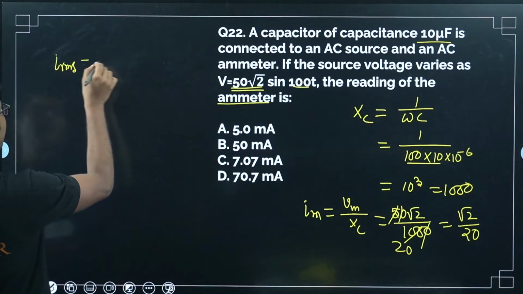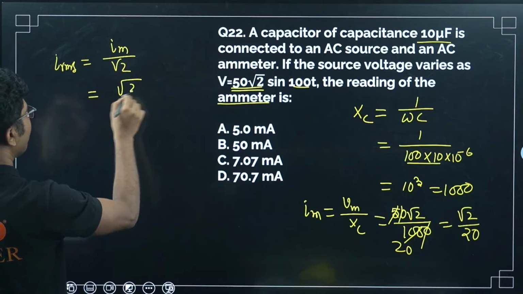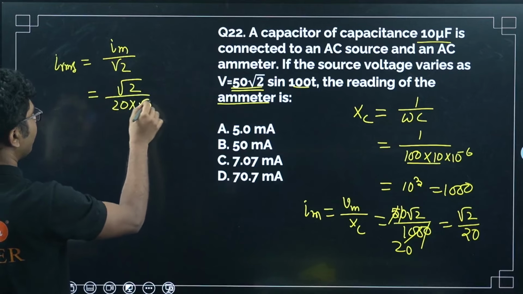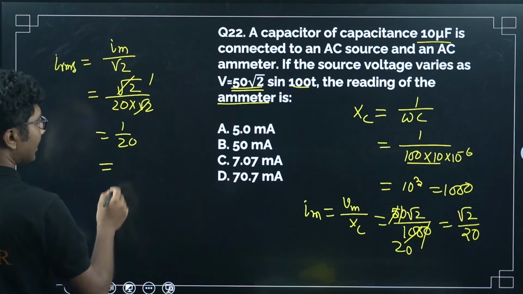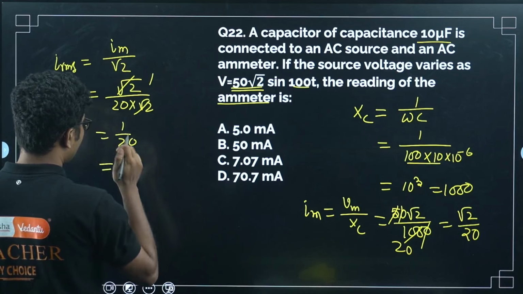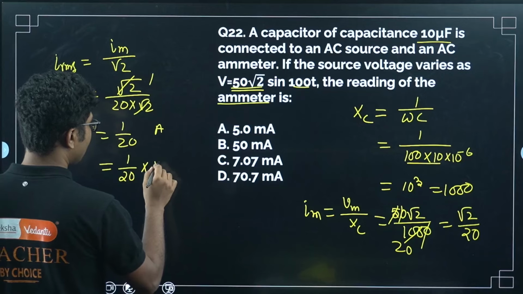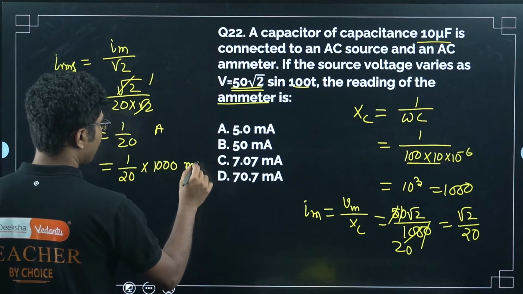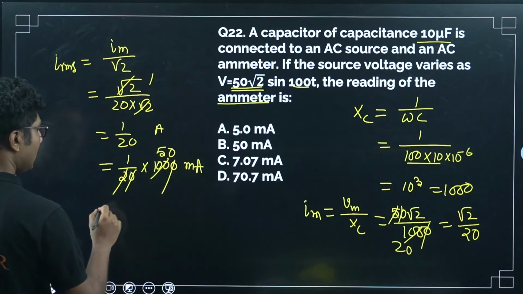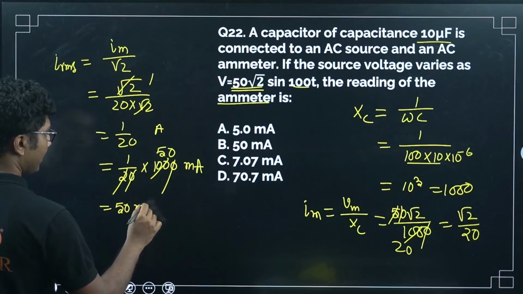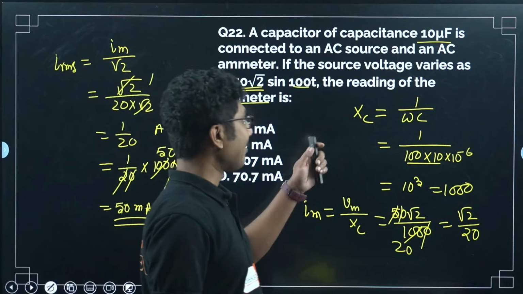IRMS equals I max by root 2. So root 2 by 20 times root 2, so it is 1 by 20. 1 by 20 means, this is ampere, right? So we want to convert it into milliampere for convenience. To convert it into milliampere, you have to multiply it with 1000. So 50 milliampere is the value of the RMS current, that is the reading by the ammeter, right?